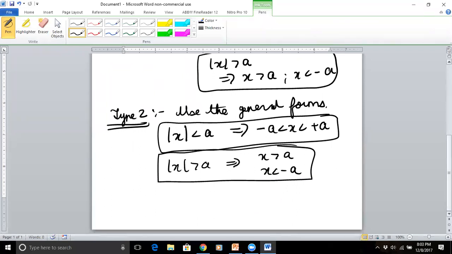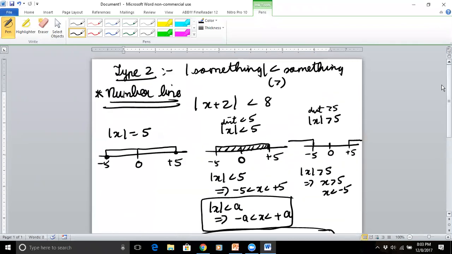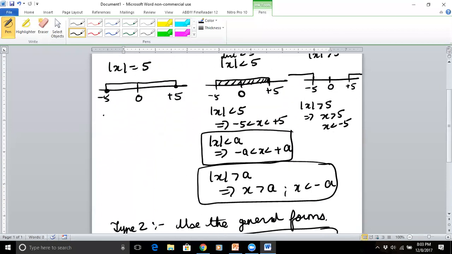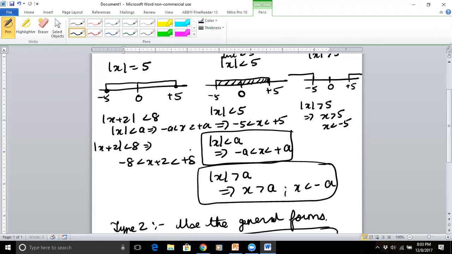So any question under type 2, all you have to do is use the general forms of mod of x less than a and mod of x greater than a. If you do so, things become very, very easy for you to solve. So if I give you mod of x plus 2 less than 8, either you can plot everything on the number line and figure it out, or just say here mod of x less than a, the range is from minus a to plus a. Here x is x plus 2, a is 8. So the range is going to be from minus 8 less than x plus 2 less than plus 8.